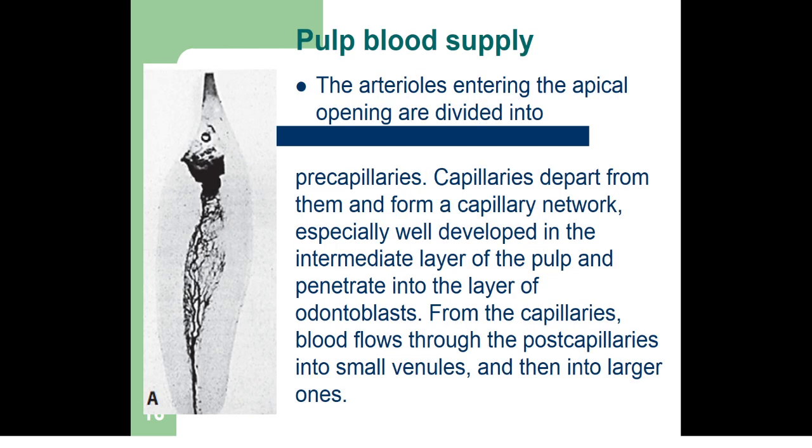Pulp blood supply. The arterioles entering the apical opening are divided into precapillaries. Capillaries depart from them and form a capillary network, especially well developed in the intermediate layer of the pulp, and penetrate into the layer of odontoblasts. From the capillaries, blood flows through the postcapillaries into small venules and then into larger ones.